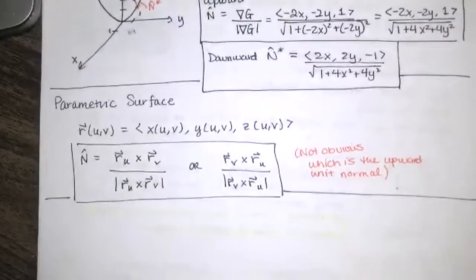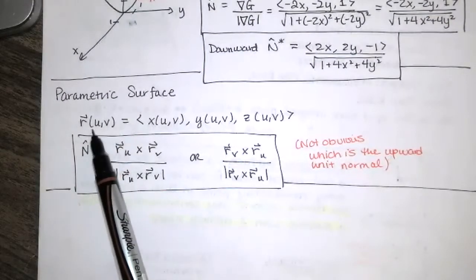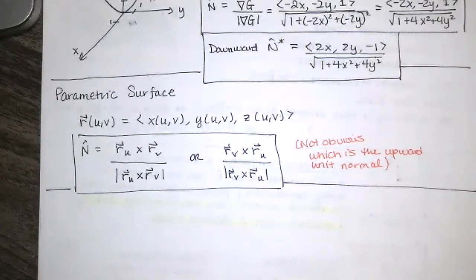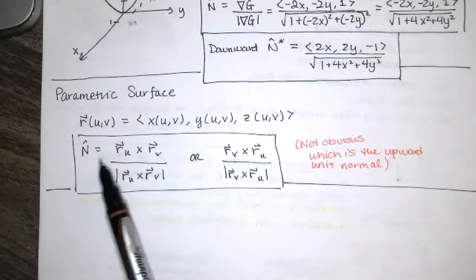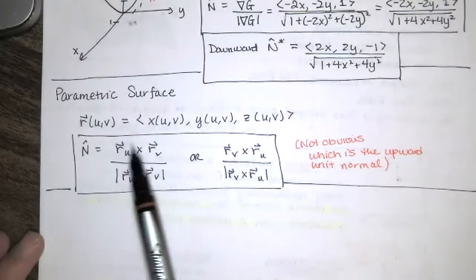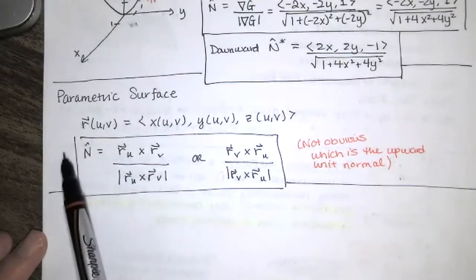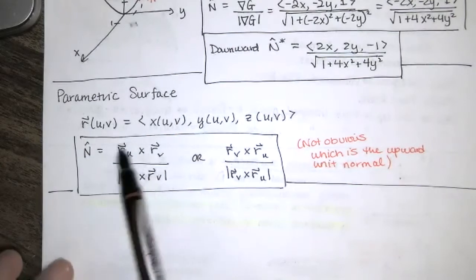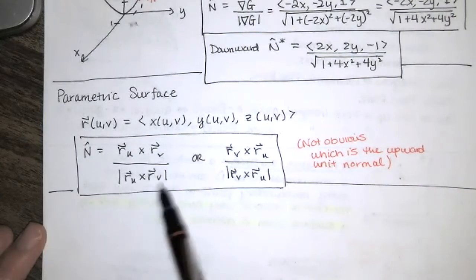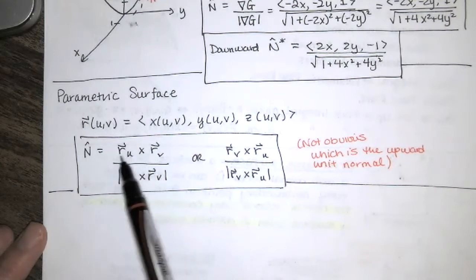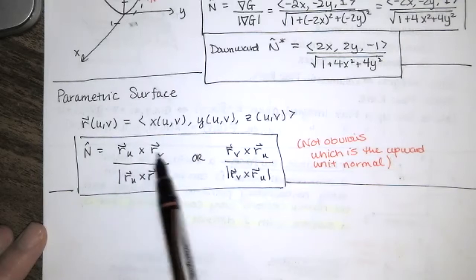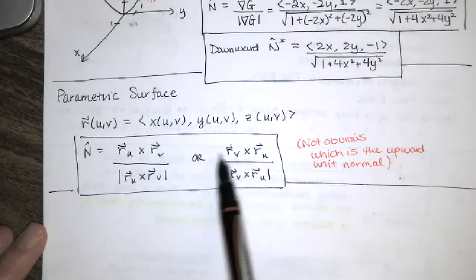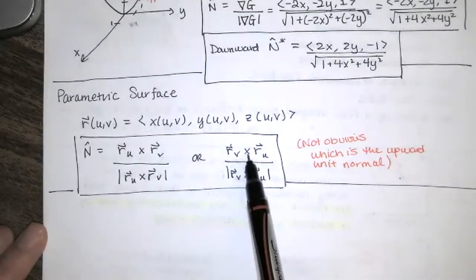Now, if we have a parametric surface given by r of u and v, remember what we talked about before. We said the normal vector n can be found by taking this cross product. Well, if I want it to be a unit normal, I just divide by the magnitude. Now, this is going to point in one direction. If I change the order of this cross product, I get the other one. That points in the opposite direction.